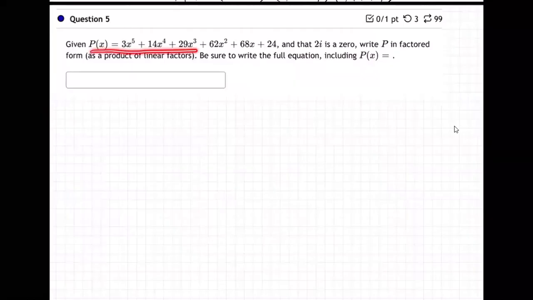So number 5, given this function, and they're telling us 2i is a 0, write p in factored form as a product of linear factors. Be sure to write the full equation, including p of x. Okay. So this is going to be a long one.